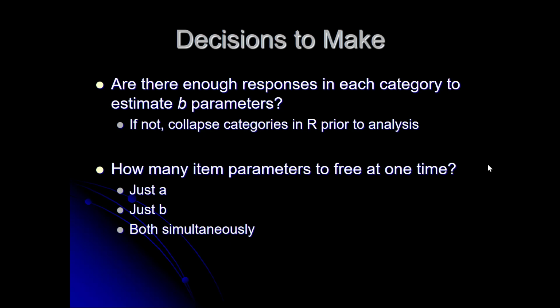You can do just the B parameters, you can do both simultaneously. And in the graded response model, you can even do just some of the B parameters. You can do just the B3 parameter if you want to. Now, I don't think I've ever seen anybody do that. It doesn't really make much sense to do that. I don't know why you would do that. But you can certainly look at just the Bs or just the As, and people do sometimes do that.